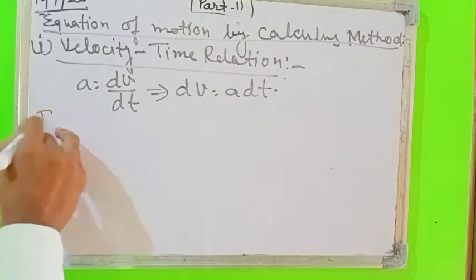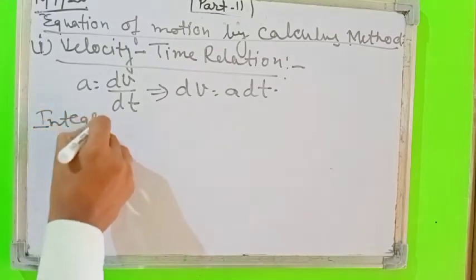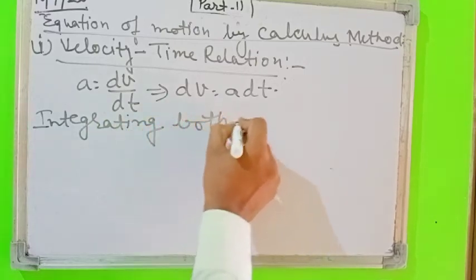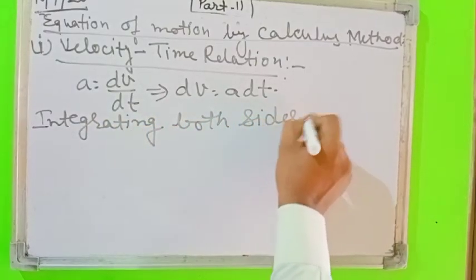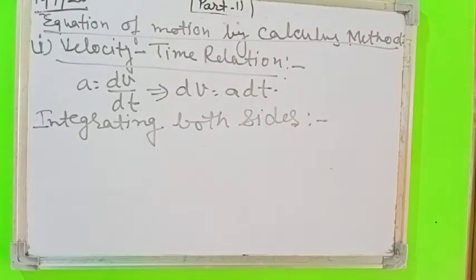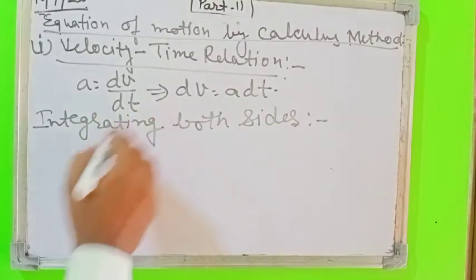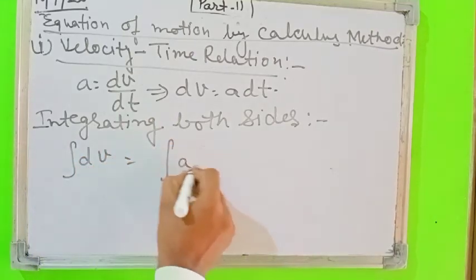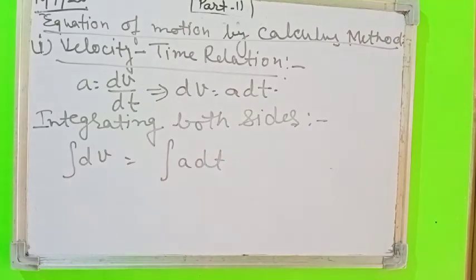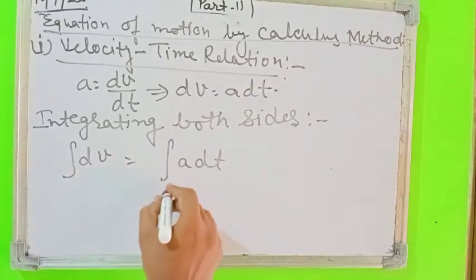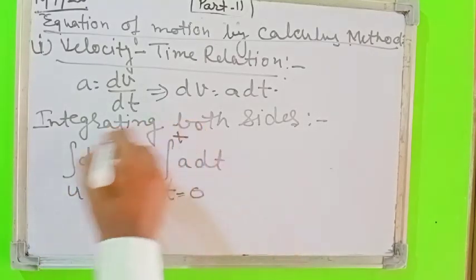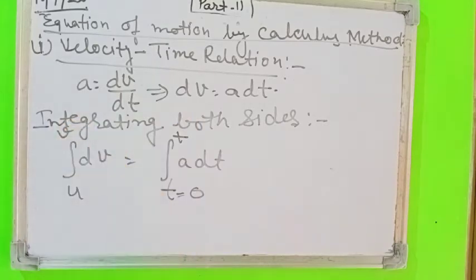Integrating both sides. On doing integration both sides, dv and a dt. This is the sign of integration, and at t is equal to 0, the velocity is u, and at t is equal to t, the velocity is v.